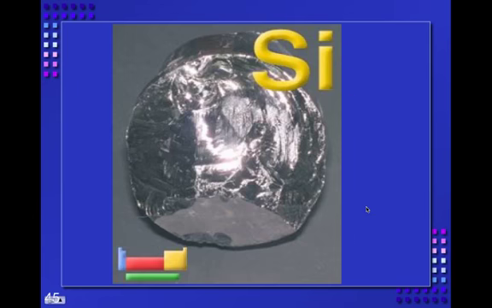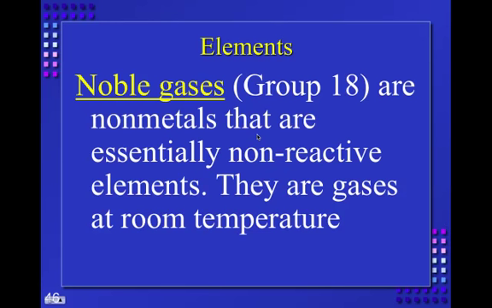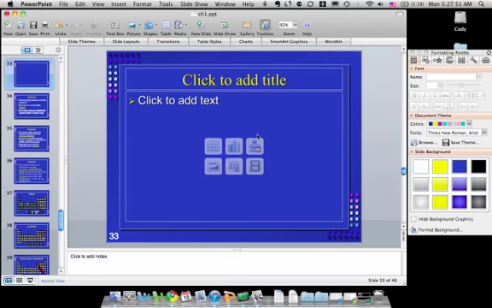Here's an example of silicon. You typically see silicon used as a semiconductor in computer chips and stuff like that. And the last group of elements is the noble gases, group 18. They are non-reactive, most of the time non-reactive. We use them to store things so things will not react with them chemically, and all of them are gases at room temperature.